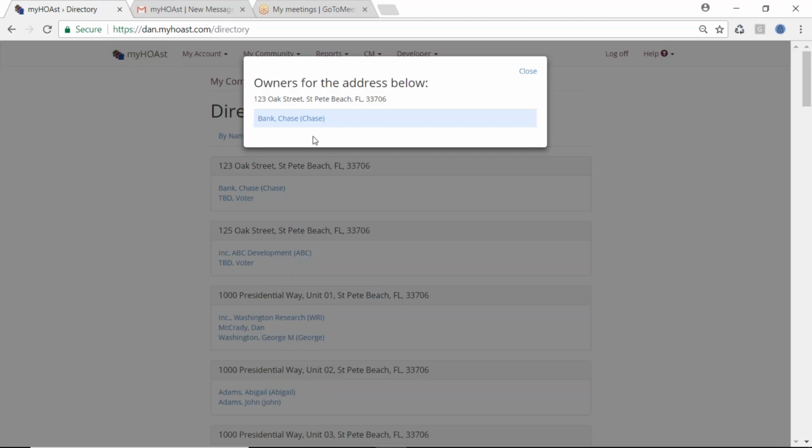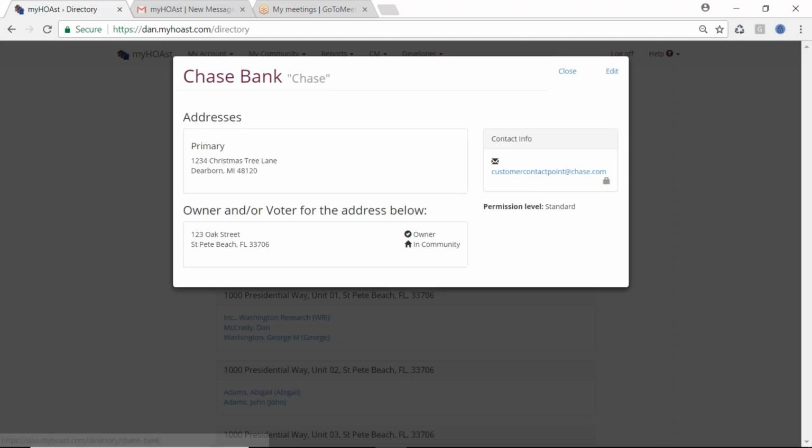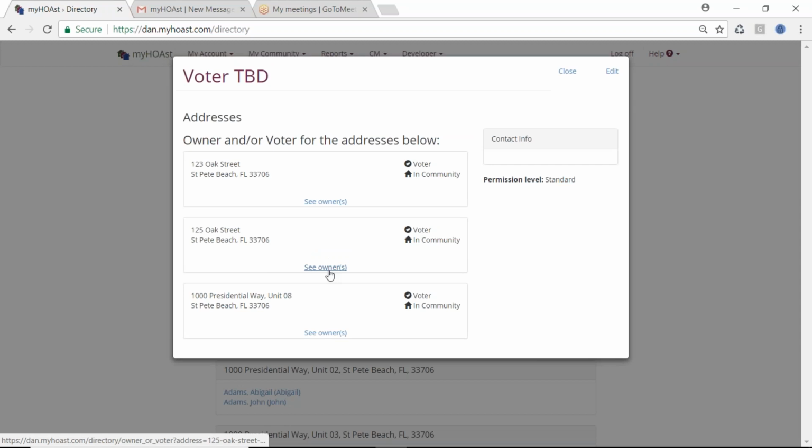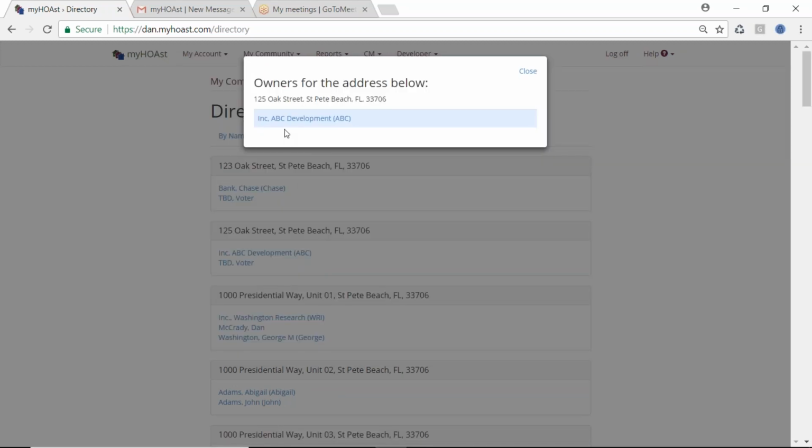123 Oak Street is owned by Chase Bank. And I click on Chase Bank, and I can see that they're out of Dearborn, Michigan. We do have an email, so we can reach them that way. And again, what we already know is that they own this 123 Oak Street. So that's Chase Bank.